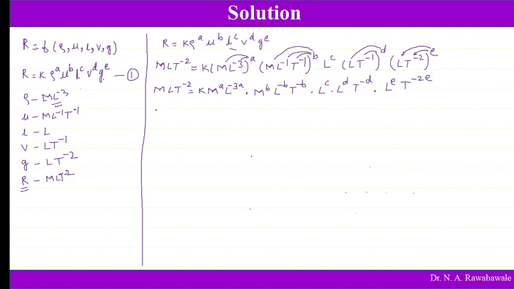So now, collecting powers of M. We get power of M on the left is 1, L power is 1. So power of M is 1 is equal to, here power of M is A, plus again M here B. Plus no more M is there, only at two locations we find M. So therefore this we call as equation number 2.